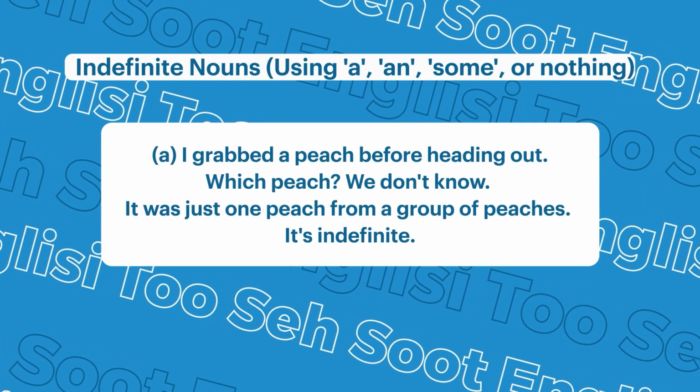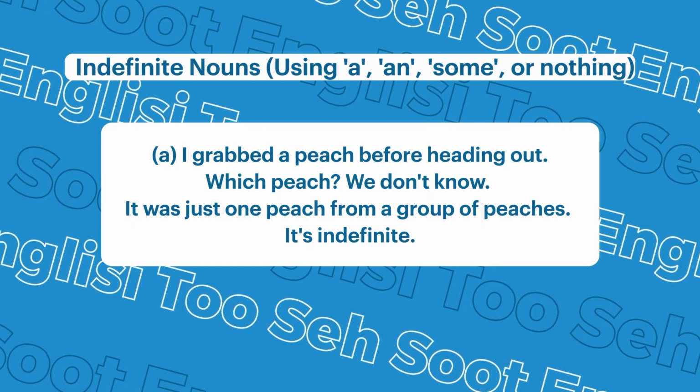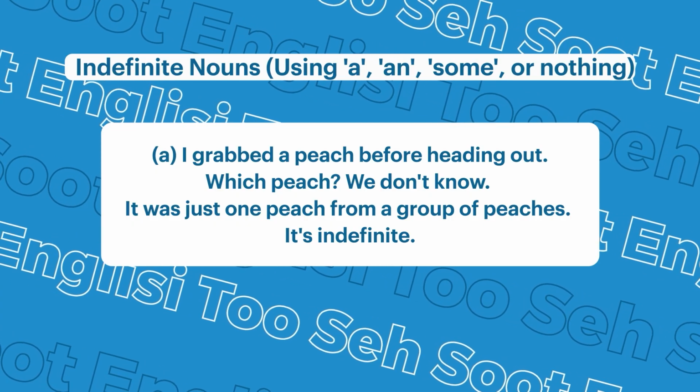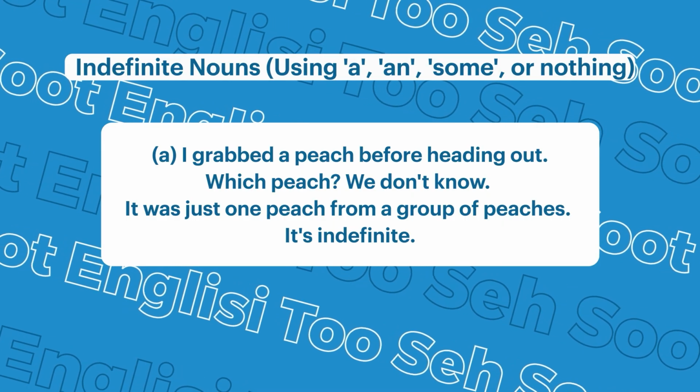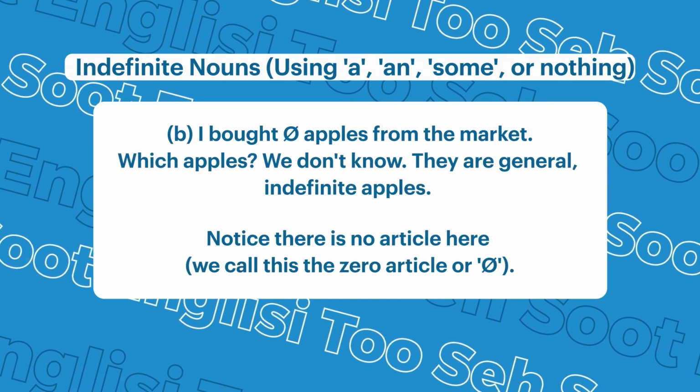Examples of indefinite nouns. A. I grabbed a peach before heading out. Which peach? We don't know. It was just one peach from a group of peaches. It's indefinite. B. I bought apples from the market.